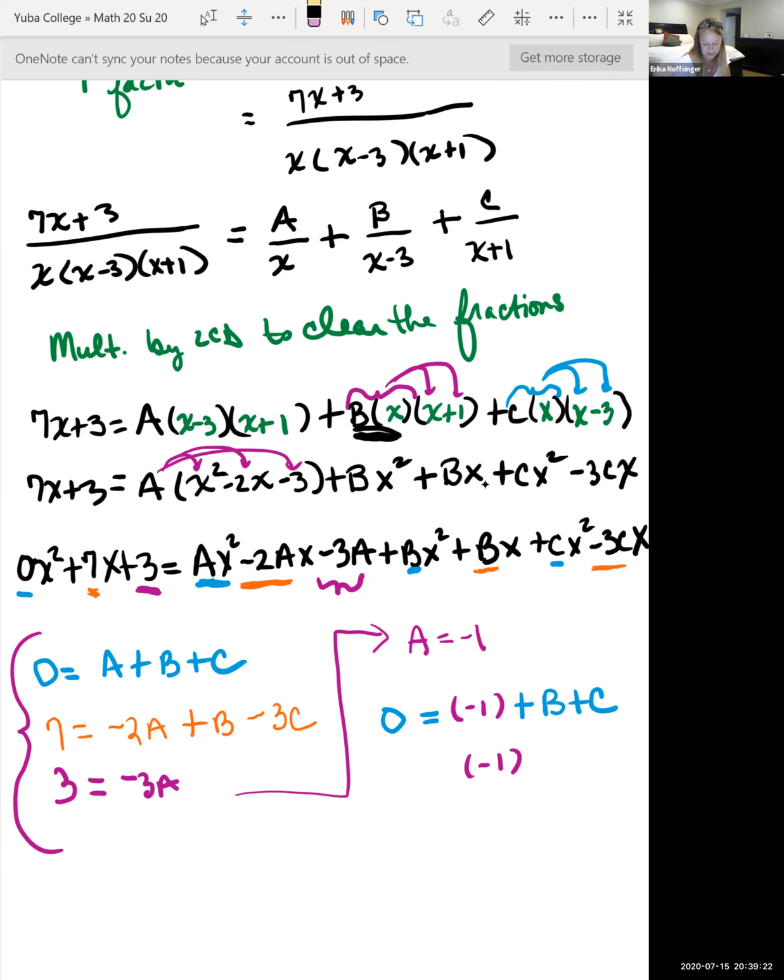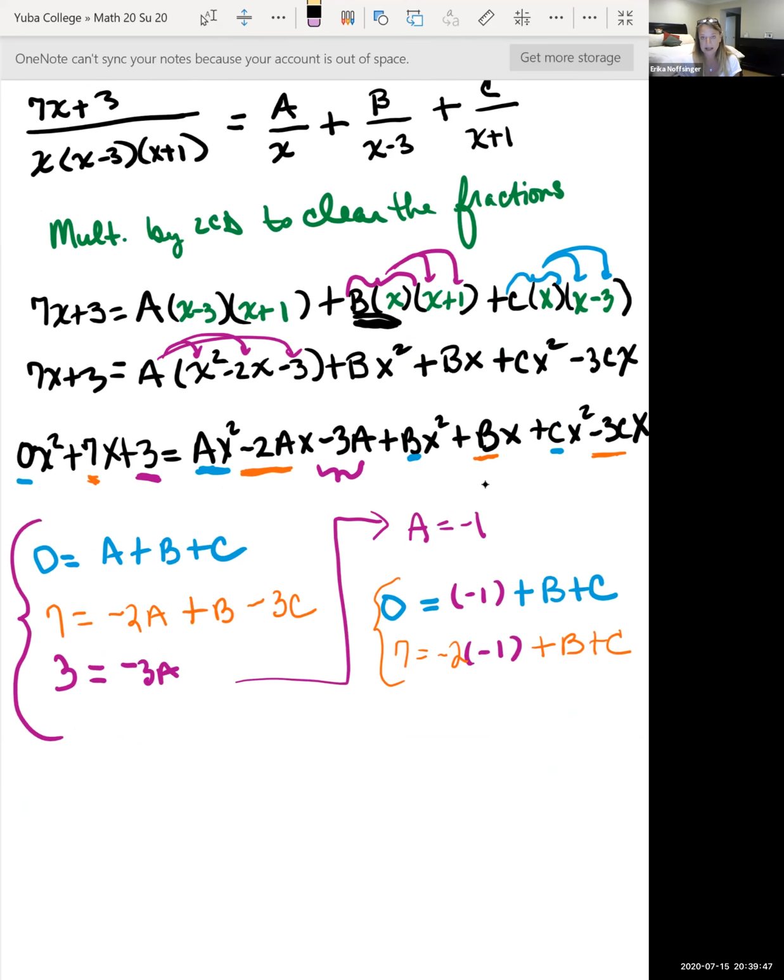Our second equation, replacing A with negative 1, we get 7 is equal to negative 2 times our A value, plus B, plus C. So we have two equations left with two unknowns. So let me simplify this. For our first equation, let's isolate B and C on one side of the equal sign. Let's add 1 to both sides, and so we get B plus C is equal to 1. Negative 2 times negative 1 is positive 2, so if I subtract 2 on both sides, I would get B plus C on the other side is equal to 7 minus 2, which is 5.